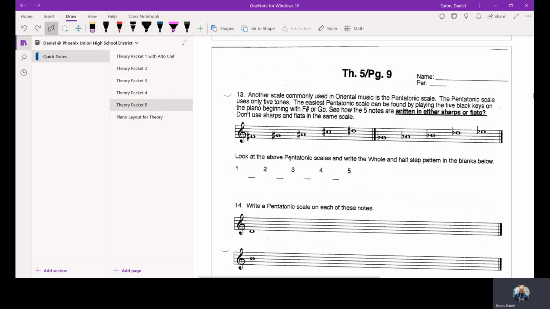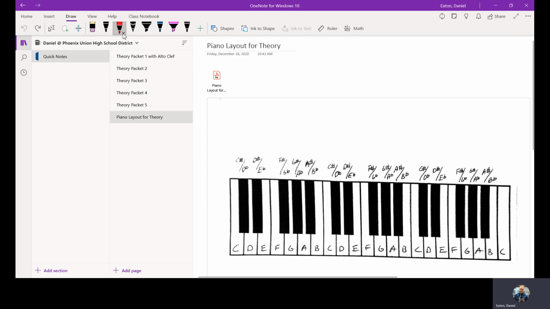So look at the above pentatonic scales and write the whole and half step patterns in the blanks below. Okay, so now I'm going to analyze what that is, what this is, what this is, and what this is. Just answering what those relationships are. So what is F sharp to G sharp? What is G sharp to A sharp? What is A sharp to C sharp? And what is C sharp to D sharp? Okay, so let's go back and check this out. Hopefully you guys are pretty decent at knowing how to do this by now because I'm going to do all 5 in a row just so we can go back and answer.